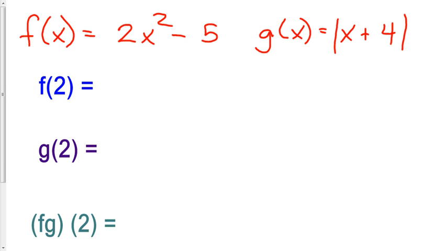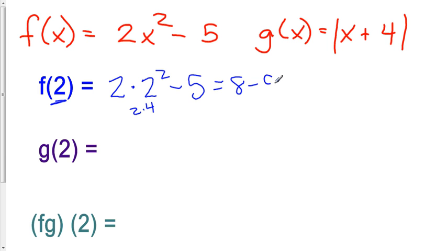Section 4.4 deals with evaluating functions and then also the composition of functions. First, in evaluating functions, we're just taking f of 2 and figuring out what happens when the x value becomes 2 in our f function. So we need to substitute a 2 into this particular expression. So it's 2 times 2 squared minus 5. And 2 squared is 4, and 2 times 4 is 8, and 8 minus 5 then is 3.